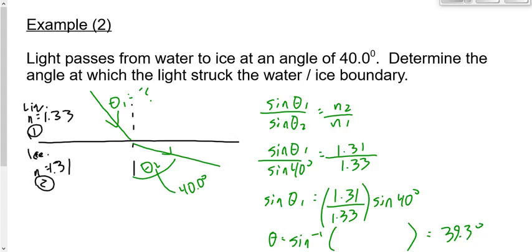So, just 2 seconds before you take off here, guys. I know the bell's gone. Works out to be 39.3 degrees.